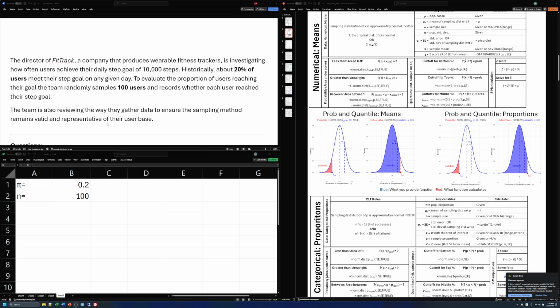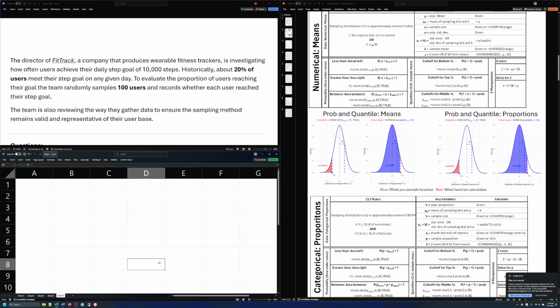So it says the director of FitTrack, a company that produces wearable fitness trackers, is investigating how often users achieve their daily step goal of 10,000 steps. Historically, about 20% of users meet their step goal on any given day. To evaluate the proportion of users reaching their goal, the team randomly selects 100 users and records whether each user reached their step goal. The team is also reviewing the way that they gather their data to ensure the sampling method remains valid and representative of their user base.